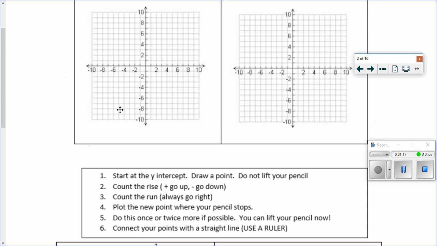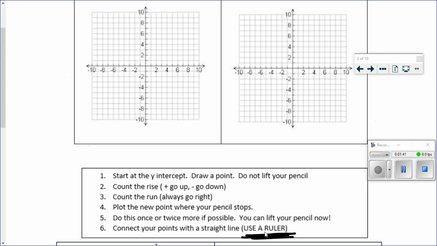Okay? Repeat it a couple times to try and find 2 or 3 more points. The more points you can find, the better off you're going to be, the more accurate your graph is going to be. And then take a ruler and connect the dots. I know, I love my Pee Wee Herman. Connect the dots, tra la la.